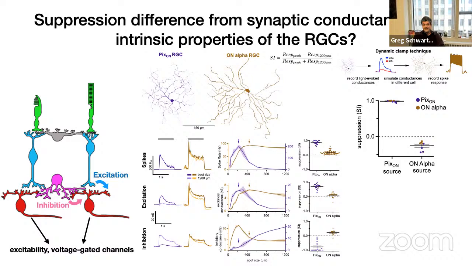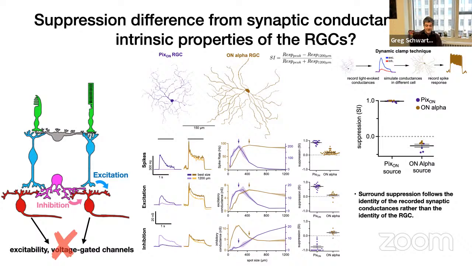So on the x-axis here, we're looking at conductances from a pixelon versus conductances from an on alpha. And the different colored points are injected conductances into a pixelon versus an on alpha. So in other words, when you inject pixelon conductances, you get surround suppression, regardless of which cell type you're injecting them into. And when you inject on alpha conductances, you don't, regardless of which cell you're injecting them into. So we can put our first X on the board. Surround suppression follows the identity of the synaptic conductances rather than the identity of the RGC itself.